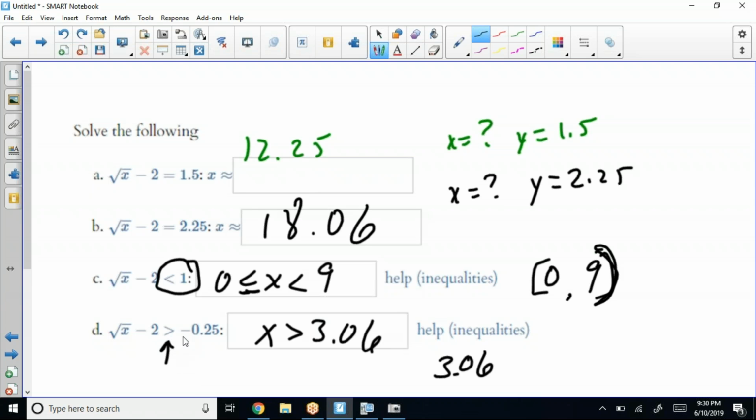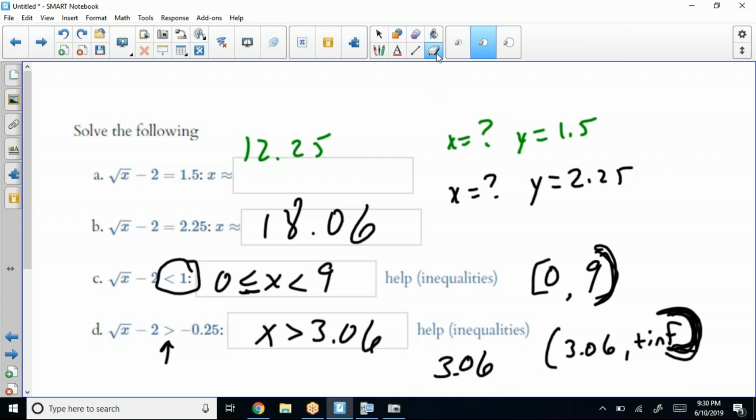Okay. So that's kind of how you look at that. Because as an inequality, it'd be this, right? Positive infinity for y'all, right? That's not a bracket, that's a parentheses, but when I draw over it, it looks like that. Okay.